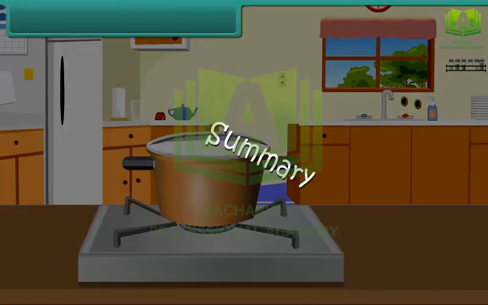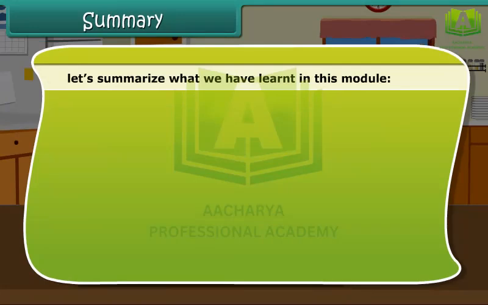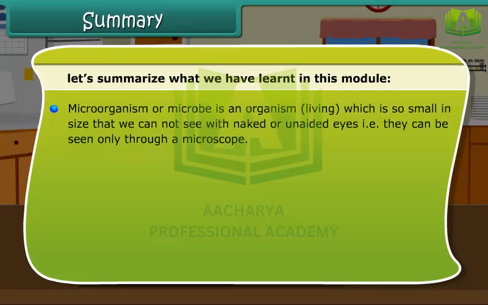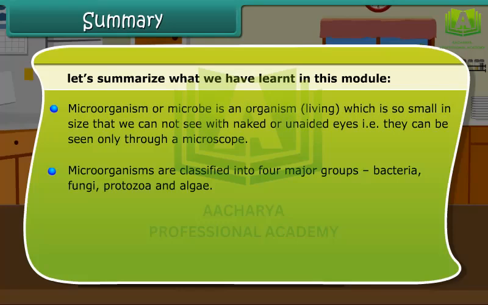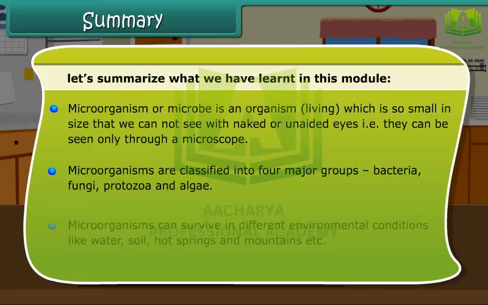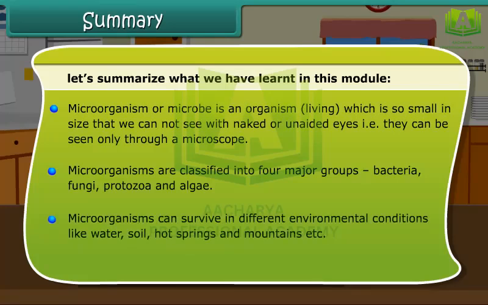Summary. Friends, let us summarize what we have learned in this module. A microorganism or microbe is a living organism which is so small in size that we cannot see it with naked or unaided eyes; that is, it can be seen only through a microscope. Microorganisms are classified into four major groups: bacteria, fungi, protozoa, and algae. Microorganisms can survive in different environmental conditions like water, soil, hot springs, and mountains, etc.